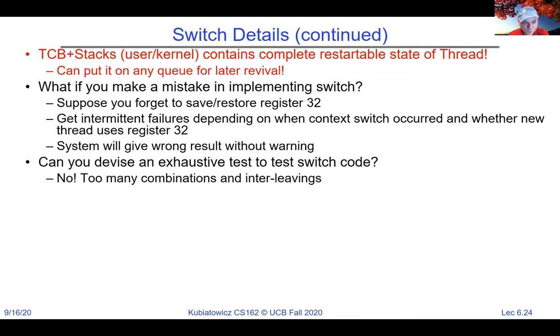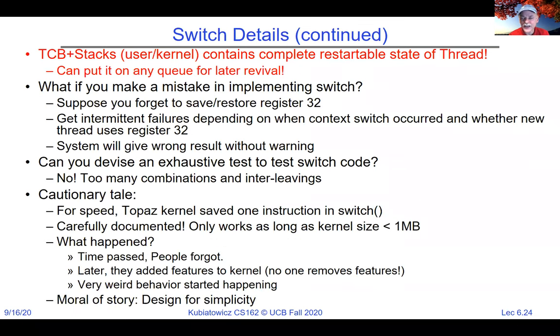There's a cautionary tale here I like to tell sometimes, which is for speed. There was a kernel from Digital Equipment Corporation, from one of their research labs, called Topaz, back in the days when memory was very scarce. Some very clever programmer decided to save an instruction in switch that worked fine as long as the kernel wasn't bigger than a megabyte. I realize those numbers seem ridiculous today, but assume a megabyte was a lot of memory at one point. As long as the kernel size was less than a megabyte, or 20 bits of address, this would be fine.